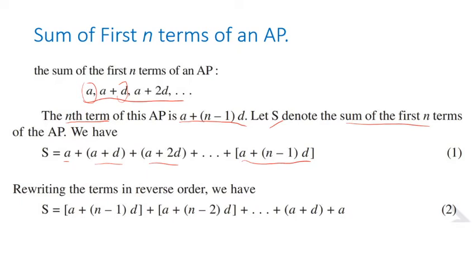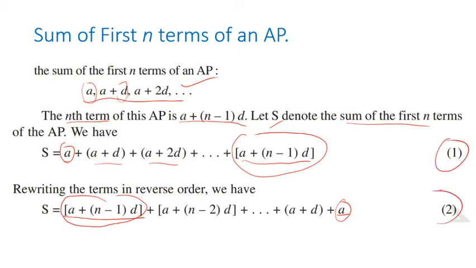So that means the nth term will be the first term and the first term of the given AP will be the last term, right? a here is first, here a is last. Similarly, a plus n minus 1 into d is last, and the same thing here is first. Now let us add these two equations.